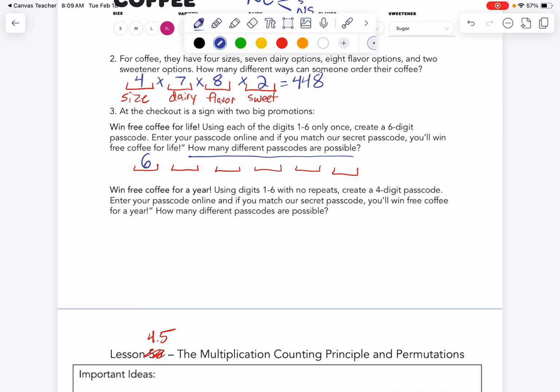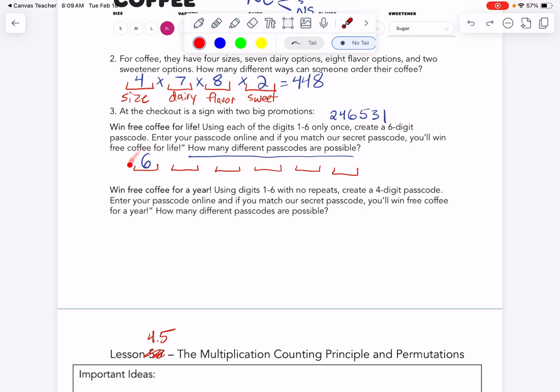Well, what about the second spot? Remember, it says we can only use the digits 1 through 6 only once. So that would be some passcode like 246531. That'd be a valid passcode, right? Because I'm using only the numbers 1 through 6, and I'm using each one only once. So, as I said before, there are 6 different options for that first number, but after that, I can't use that number anymore. So none of the other digits can be 2.